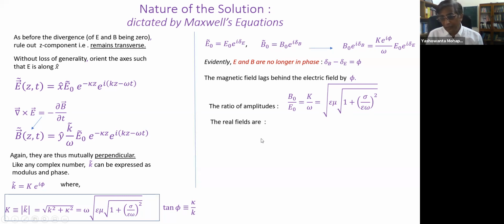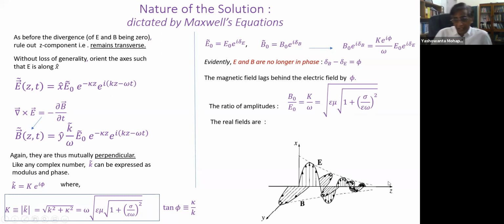So the real fields are then okay. In fact, if I summarize all that I have concluded from here, the fields are exponentially decreasing, as we have seen, giving rise to skin depth. They are no longer in phase. There is a phase difference, so this goes through a minimum here, and this one goes through a minimum at a different point. So there is a phase difference between the two, and they decrease. They are of course still transverse and perpendicular. And I know the relation between B naught by E naught depends on sigma and omega.